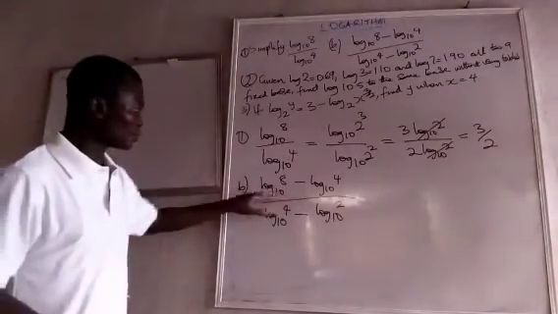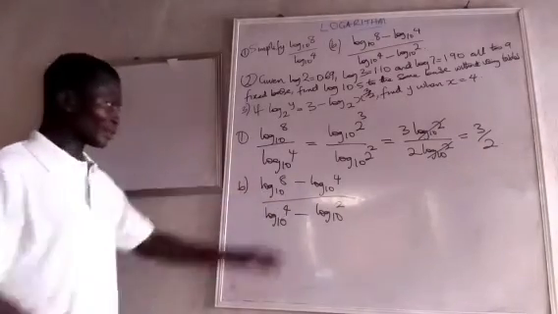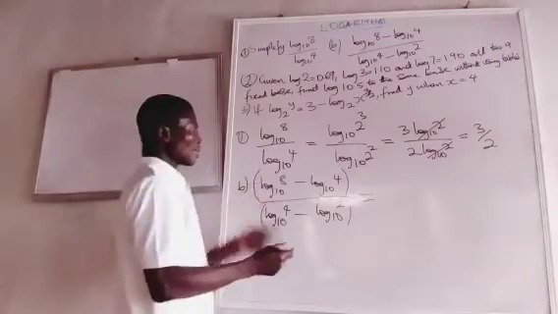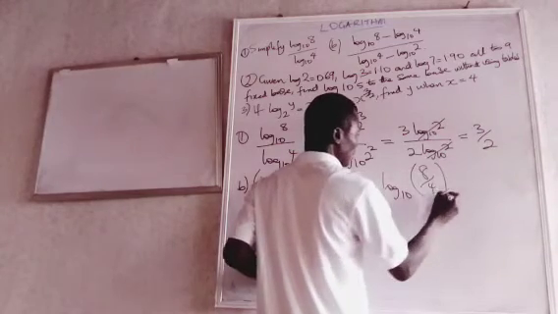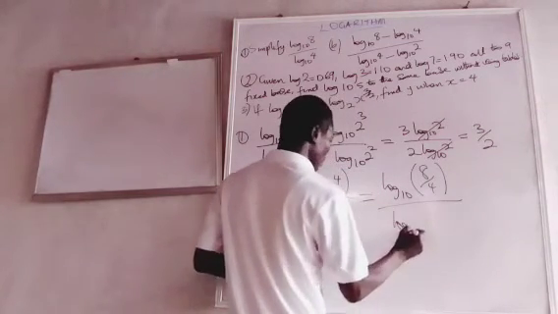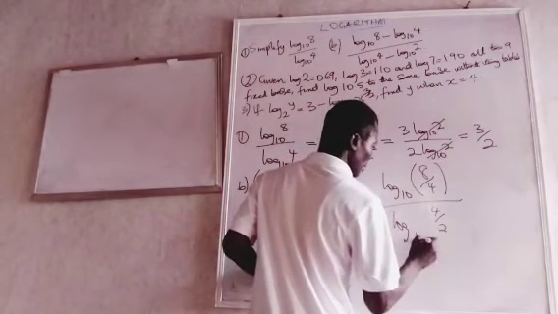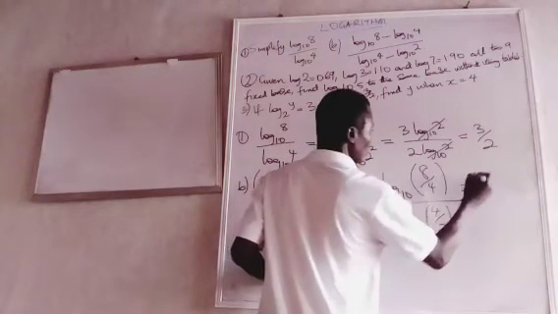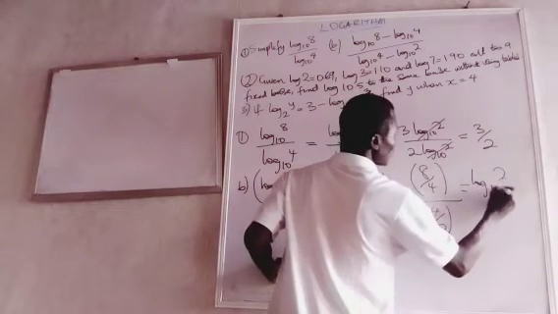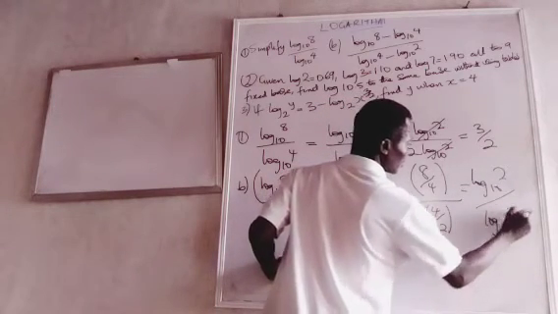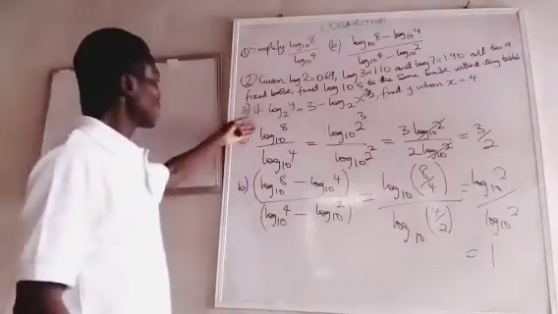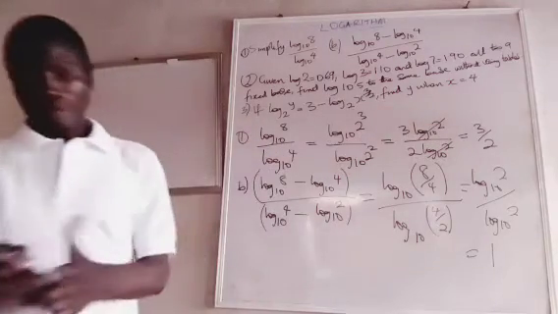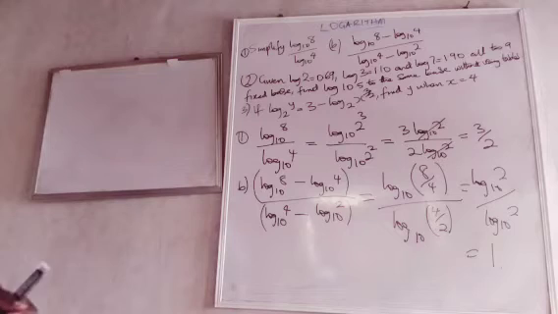We have said that when we have a difference like this, it means division. So we can now say log 8 over 4 base 10 divided by log 4 over 2 base 10. So this is log, and that gives us 1. So the answer to this one is 1. The answer to the first one is 3 over 2. So you can see how simple logarithm is, but it's very important in mathematics.